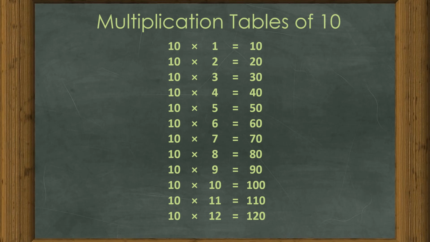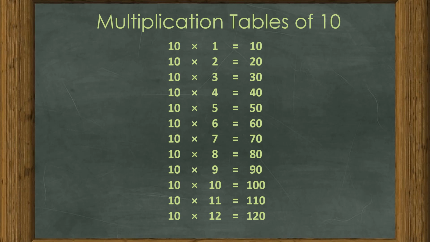Multiplication tables of 10. 10 1s are 10. 10 2s are 20. 10 3s are 30. 10 4s are 40. 10 5s are 50.